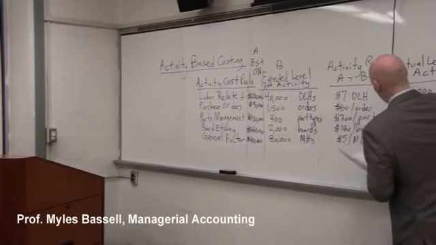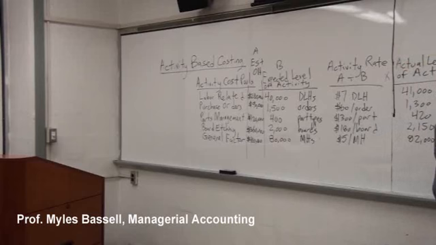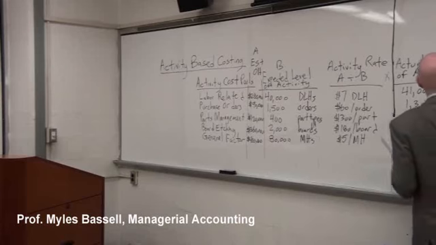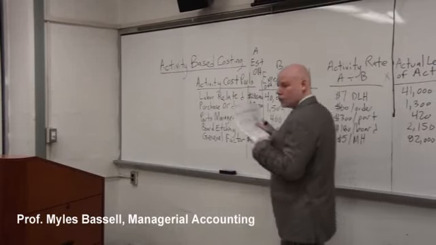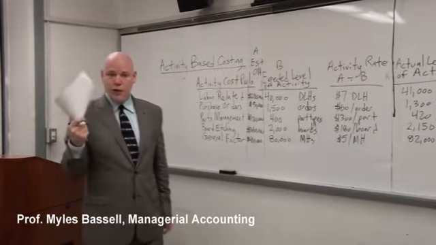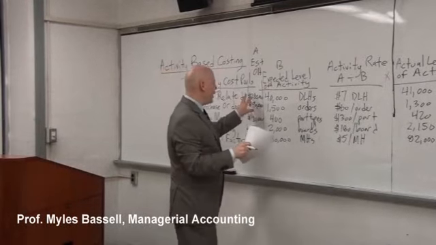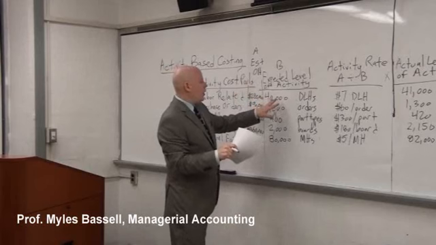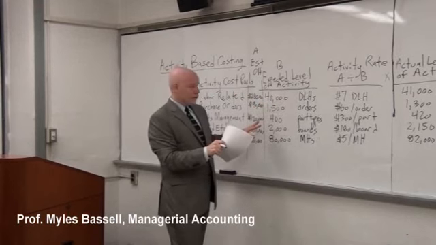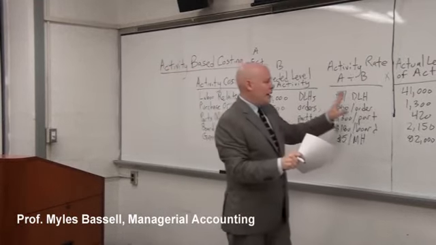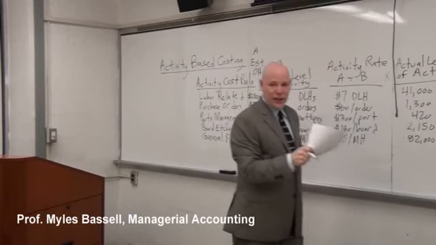And what we need to do is multiply these two to get the applied overhead. You see why we have to calculate the applied overhead? Because this is only the estimated overhead based on this level of activity. Now we're looking at these activity levels.